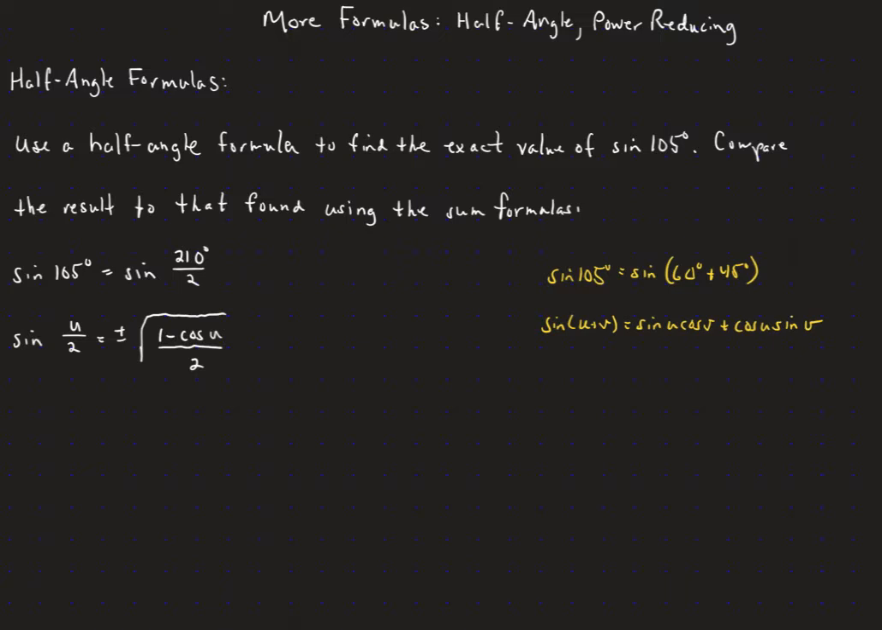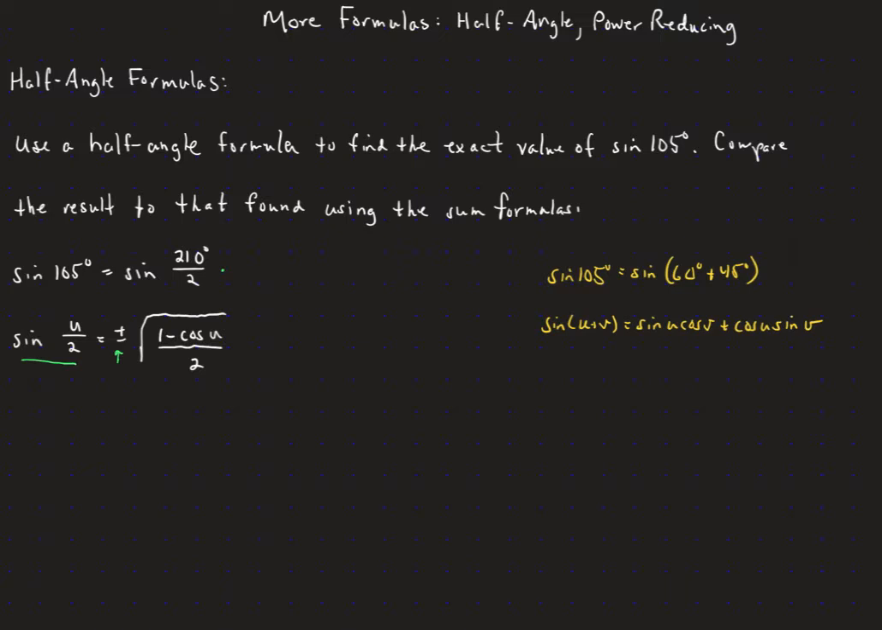So that means we want to think of 105 degrees as half of some angle. So if you multiply the 105 by 2, then 210 divided by 2 is 105. So we can see that the sine of 105 will be the same as the sine of 210 degrees divided by 2. That allows us to use our formula that we get off the sheet for sine of u over 2, and it's going to be plus or minus. We'll have to determine which that is.